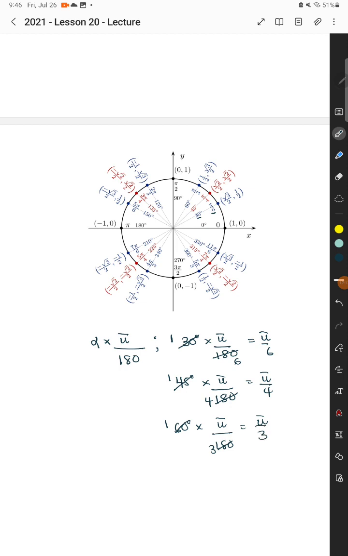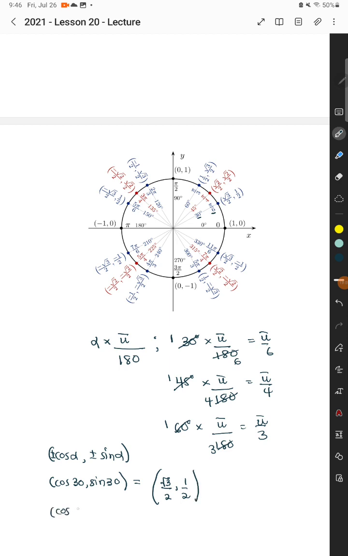Also, instead of having our coordinates written as plus or minus cosine of alpha, comma, plus or minus sine of alpha, over here the coordinates have been evaluated. So here for cosine 30, sine 30, we had root 3 on 2, comma, 1 over 2.